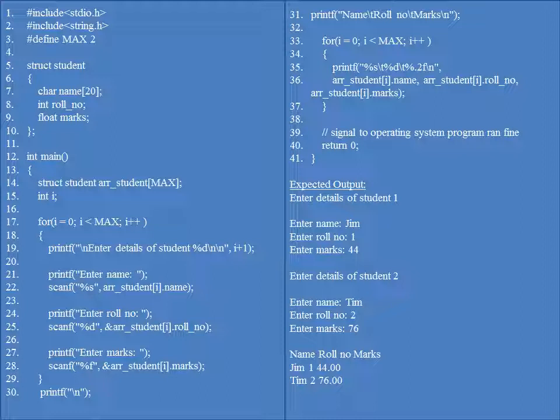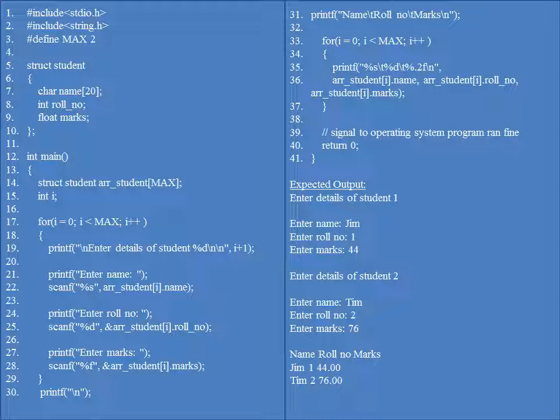In the 15th line we are taking a control variable int i. In the 17th line I am taking the for loop, meaning this many times we want to enter the values in the array. So see, arr_student has two locations, the 0th location and the first location, because the size is 2. Now for each location we have three members: name, roll number and marks. We will take them one by one.